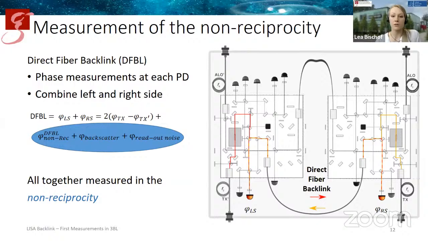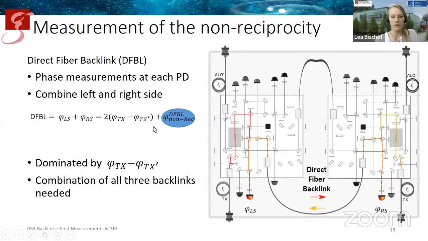So as I said, we want to measure the non-reciprocity in this experiment, and therefore we overlap the local beam with the backlink beam on both sides and combine the measurements on both sides. And what we get then is a noise term from the fibers and from the lasers in the TX and the TX dot beam. And then we have any kind of physical non-reciprocal effect that happens inside the fiber. We have the phase noise that comes from backscatter, which also acts as a non-reciprocal effect. And then, of course, we have all kinds of readout noise in an experiment. So this is all in one term.